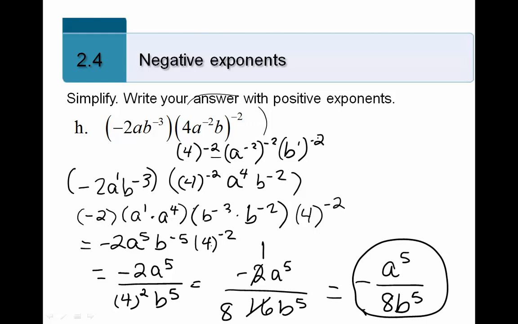Usually if I have a constant being raised to a negative power, I wait till the very end to simplify that, because it's going to have to move if it has a negative exponent to make it positive.